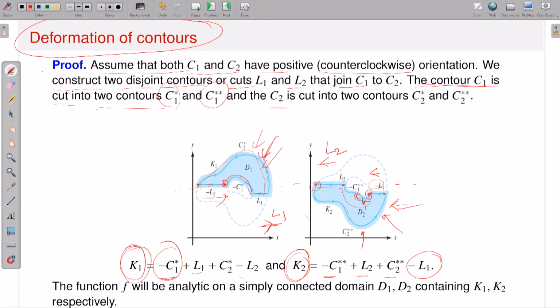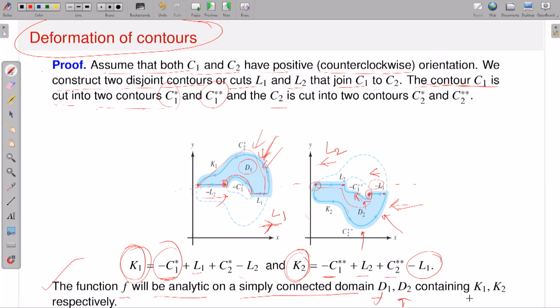Now you apply Cauchy's theorem, so that's what exactly I have written. The function f will be analytic on the simply connected domains D1 and D2. So this is part of D, because f is analytic on D, and D1 and D2 are sitting inside D.